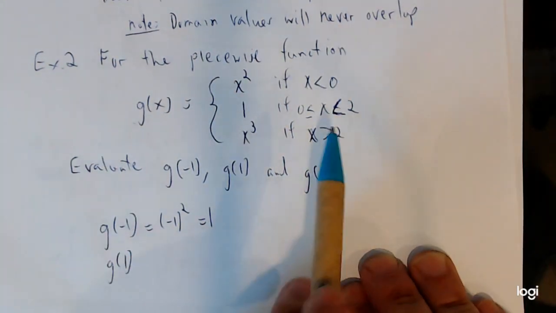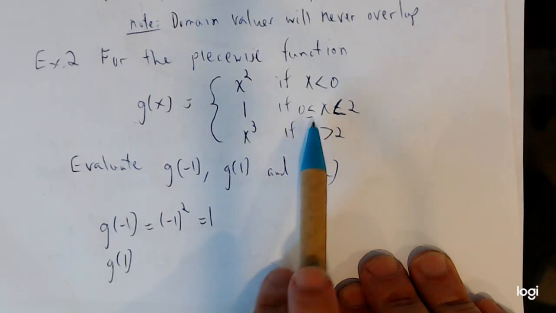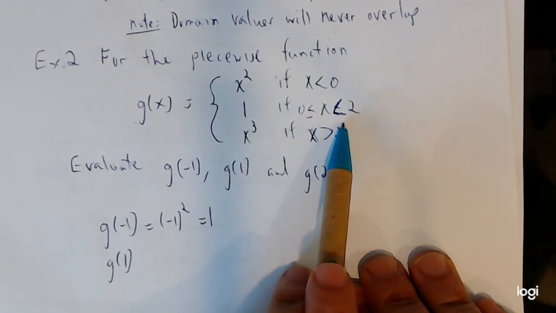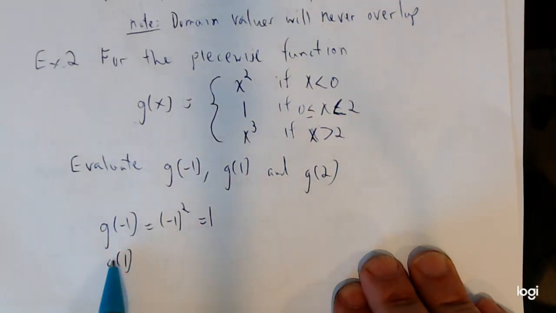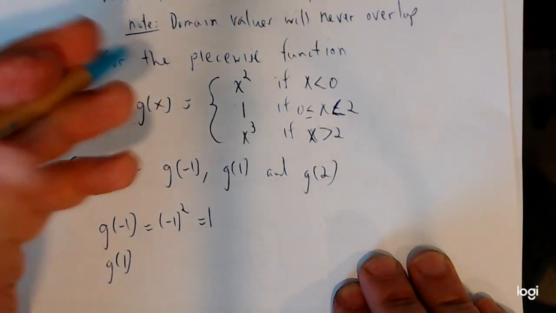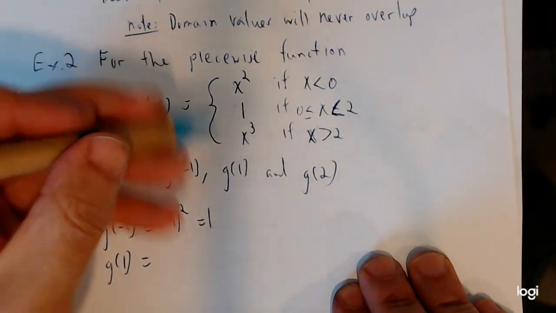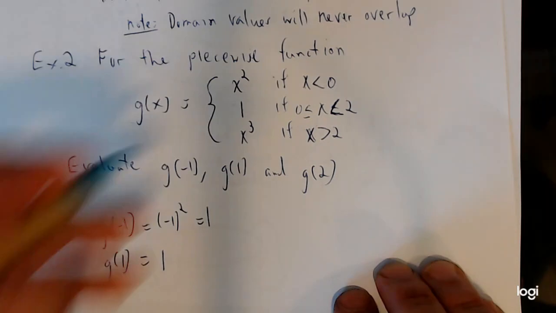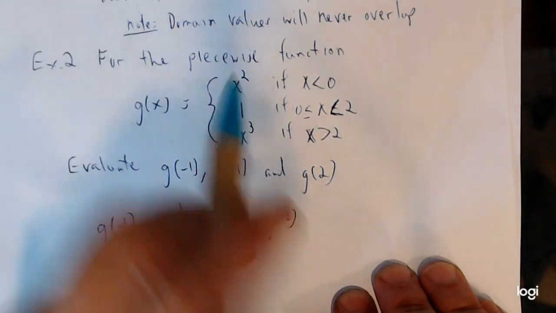Well, g of 1 is not less than 0. It's actually between 0 and 2. So g of 1, when I'm plugging in 1 for x, I would use this. So g of 1 ends up just being the constant function, which is just 1. Okay, and then lastly, g of 2.